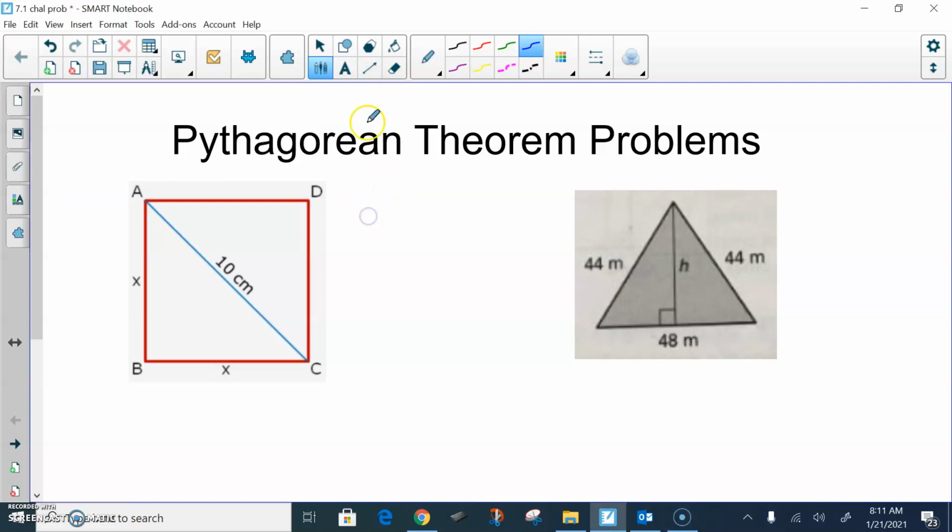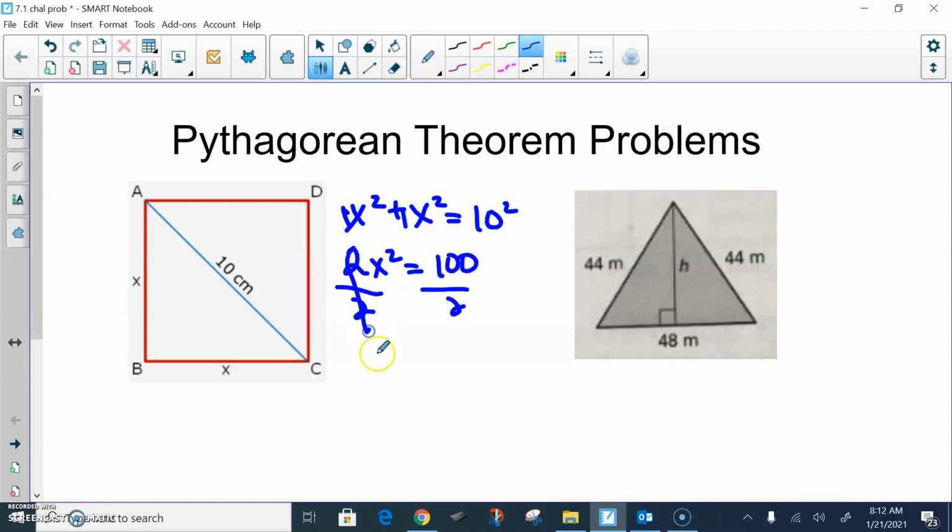We're just going to say that x squared plus x squared, that's my a squared plus my b squared equals my c squared, which is the hypotenuse, which is 10 squared. We all know that 1x squared plus 1x squared gives us 2x squared, gives us 100. Divide each side by 2, and looks like x squared equals 50.